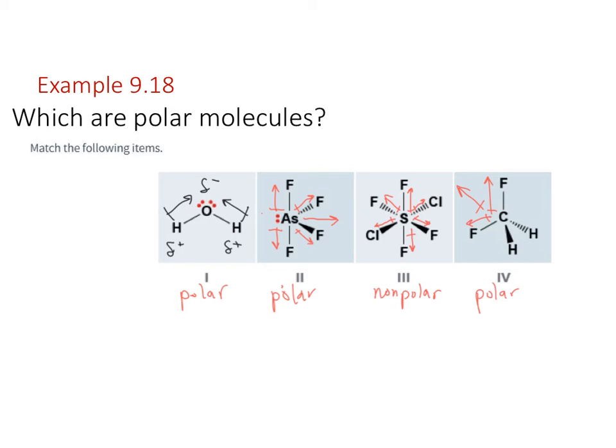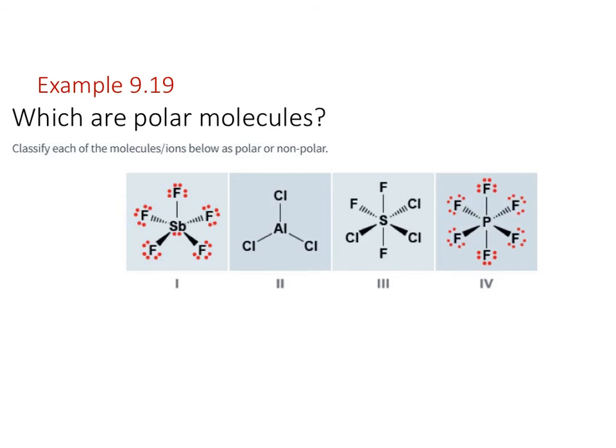So we need to think about each of those bonds that are polar, and then based on that, what is the geometry of the molecule, and do those vectors from polar bonds cancel each other out, or do they add together? The last question from the homework about this topic, at least question 9.19, is very similar. We need to think about the geometry of the molecule and whether all of those vectors cancel out.